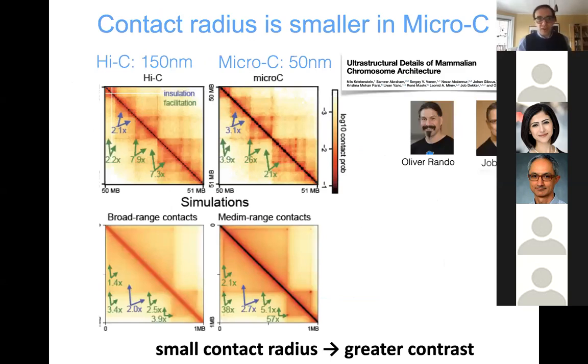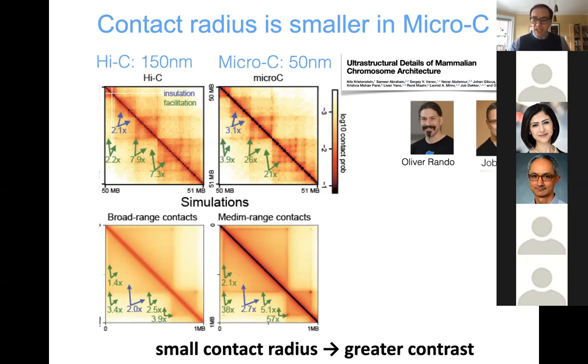But before going into this, the question is, how can we support the notion that changing the contact radius or the spatial resolution of Hi-C changes the contrast of features? So the evidence in support of this comes in the form of comparison to another method. There is a new flavor of Hi-C called Micro-C. This is an MNase-based Hi-C developed by Oleg Rando's group at UMass Medical Center, again in collaboration with Job Dekker's lab.